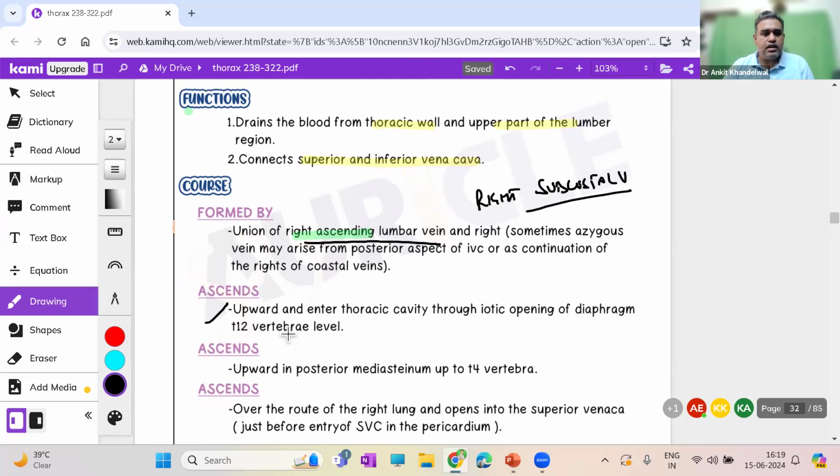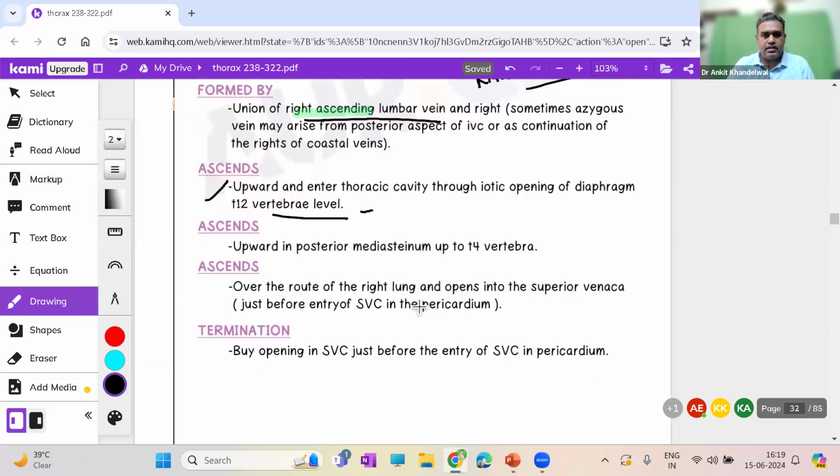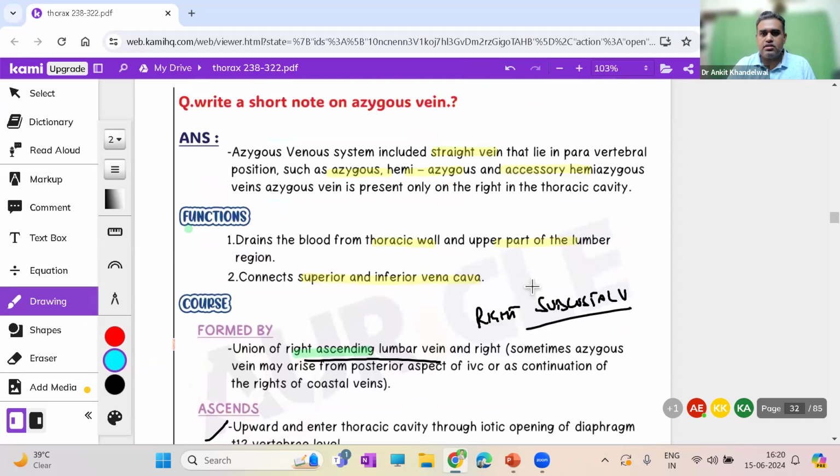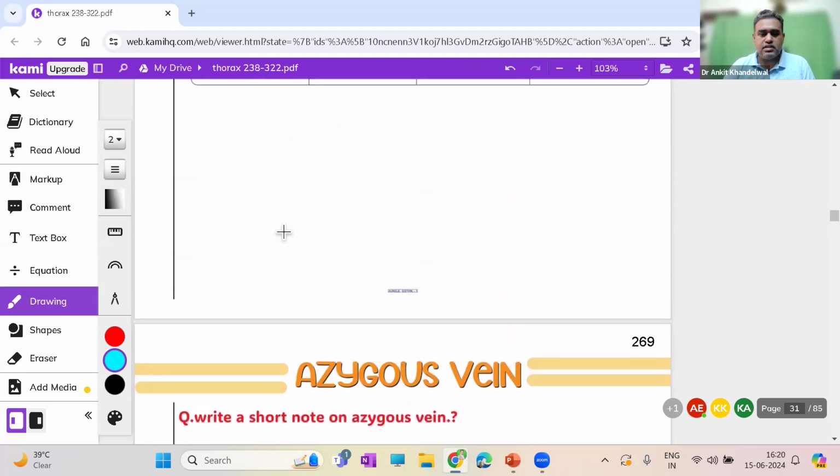When it passes upward, it enters the thoracic cavity through the aortic opening. Then it ascends up till the T4 vertebra, and there it drains into the superior vena cava, just before that arching over the pericardium. The point here is that it lies to the right of the midline. Just imagine that below we have the inferior vena cava, and above we have the superior vena cava.